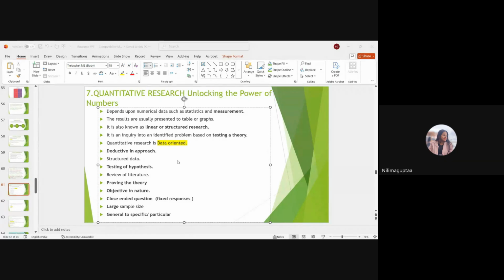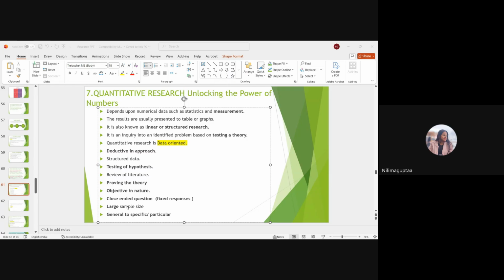It's structured data, testing of hypothesis. Review of literature is done because when I do quantitative research, there is already some research that might have taken place. The focus is proving the theory. It is proving the hypothesis that we have. It is very much objective in nature. That means it will not have any kind of bias because it is talking in terms of data, numbers. It can be measured. So subjectivity is not possible in this kind of data.